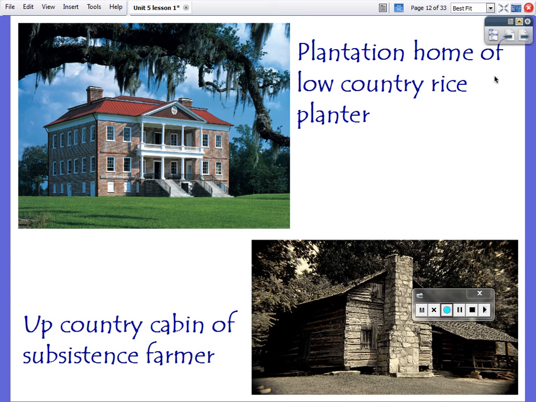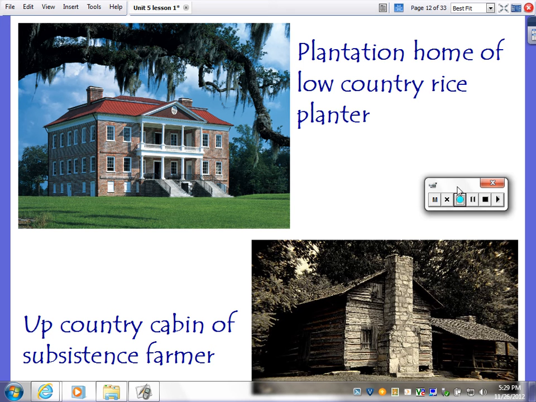Just a little reminder here, plantation home. Not everybody lived in a plantation, but a lot of people did who had power. And here's what an upcountry house looks like. So you can see that culturally, these two regions were very different.